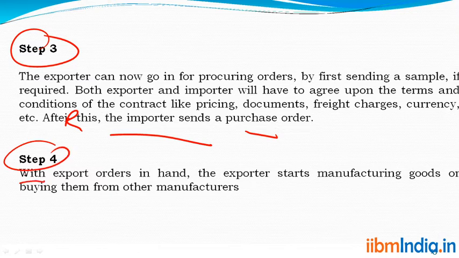Step 4, with the export order in hand, the exporter starts manufacturing goods or buying them from the manufacturers. Once you receive the export order from the importer, the exporter will either start manufacturing goods on their own, or they can start buying those goods from other manufacturers.